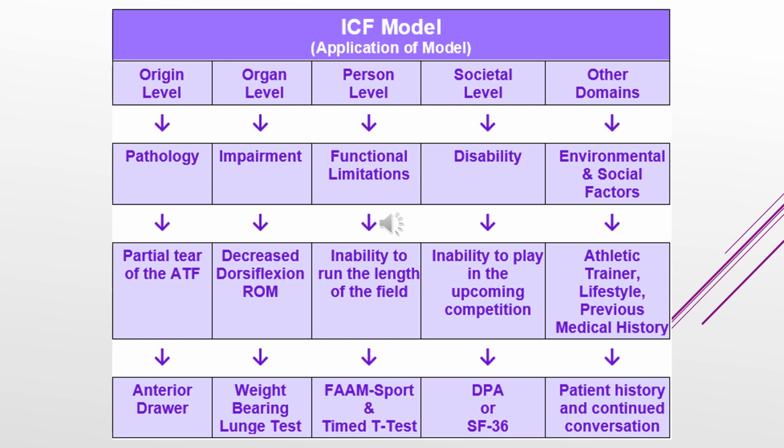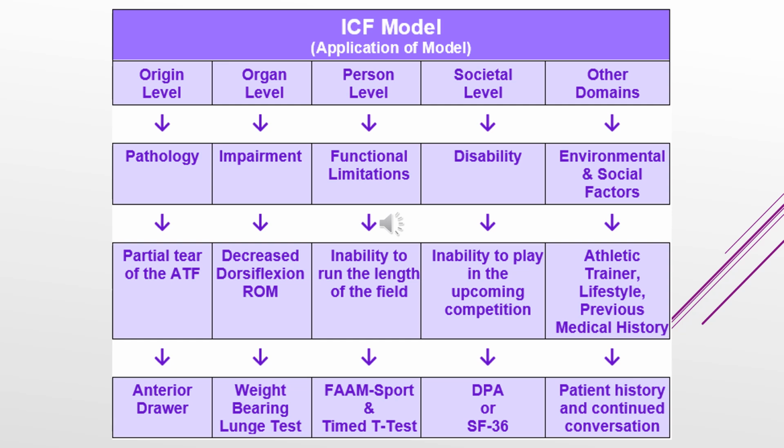Now, with the ICF model, we have the same application of this model with the same ATF sprain that we had with the application of the Nagy model. Although it appears linear here, we know from a couple of slides ago that it isn't, right? But we can see here that we start looking at the other domains. Now we can look at the environmental and social factors here. Now the patient has an athletic trainer. Now they have lifestyle and their sport. What's their previous history and how does that interact with their ability to function? How about their participation level and their ability to play the game? And what does that do to their overall healthcare?